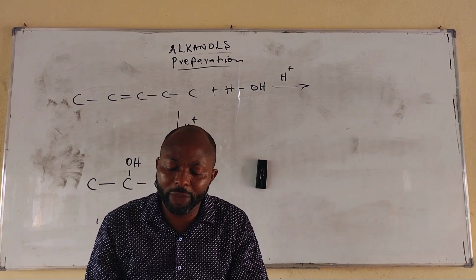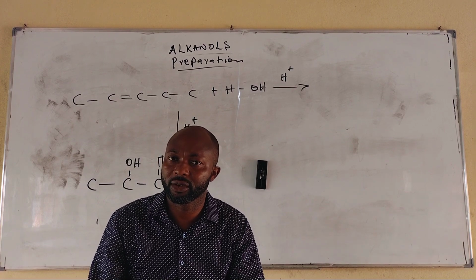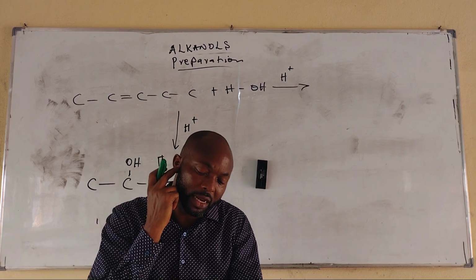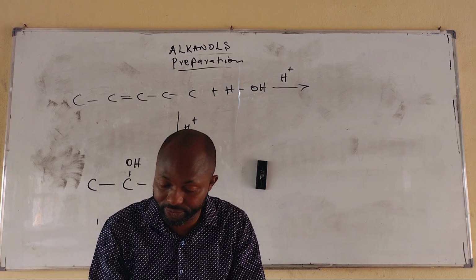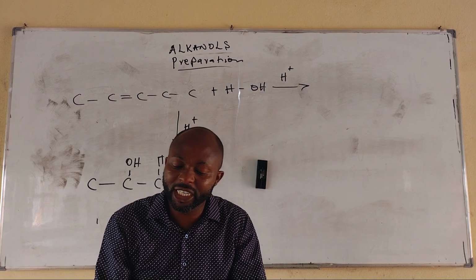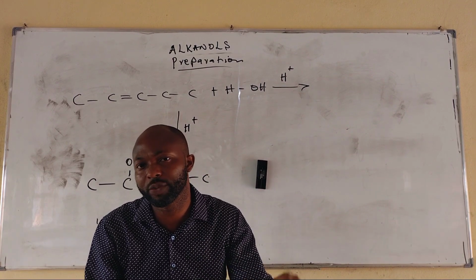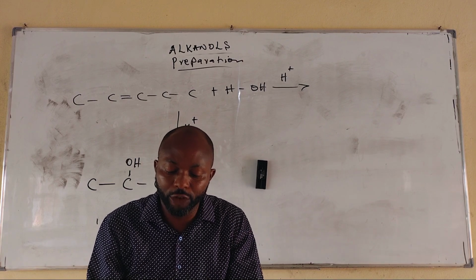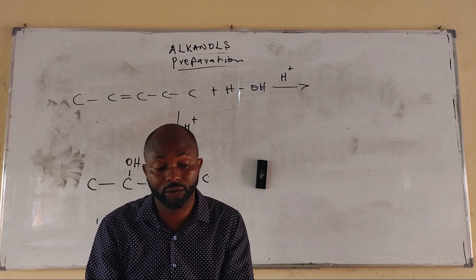Now let's look at the chemical reactions of ethanol. Alkanols or ethanols are generally reactive. Their reactivity is due to the possession of the hydroxy group. The presence of the hydroxy group in it makes it reactive. The following reactions of ethanol are typical of alkanols.